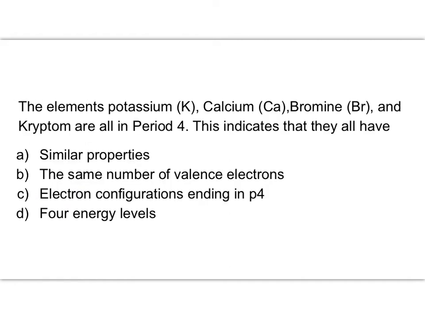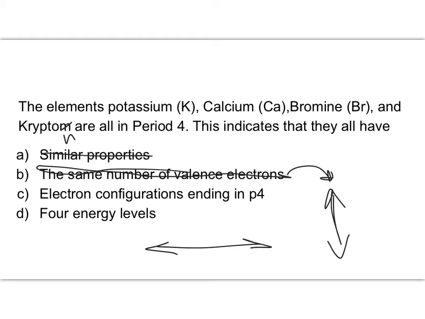Potassium, calcium, bromine, and krypton, typo, are all in period 4. And what does this mean? Well, on the periodic table, remember we said that columns up and down, which are called groups, are elements with similar properties. Periods, which are the rows going across, are not, in fact, most periods have elements with a wide range of properties, so we can cross that off. Valence electrons is actually related to the groups vertically, so we can cross that off.